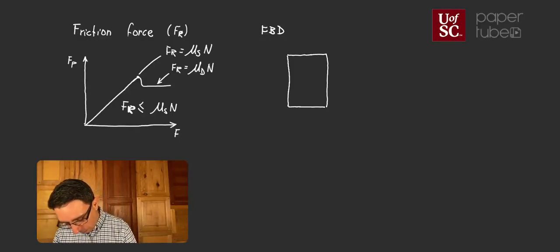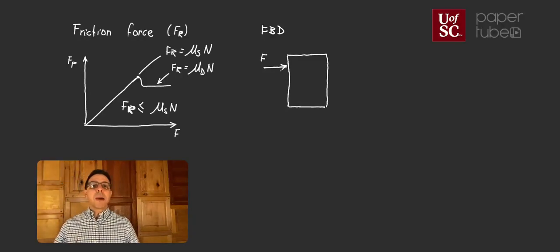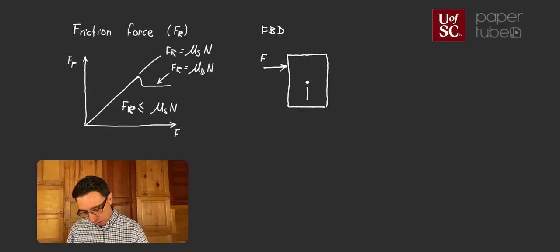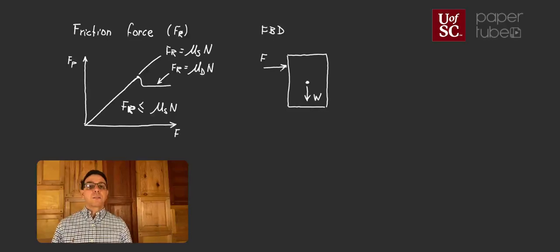I'm going to have the force that is trying to move the box. We're going to have the mass of the system, and what we're going to do is find the center of mass, and put the weight of that box right there. Often the assumption is that the center of mass is in the centroid of that shape. And now we need to start looking at the friction force and the normal force.